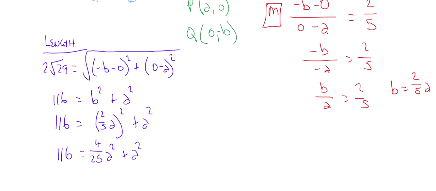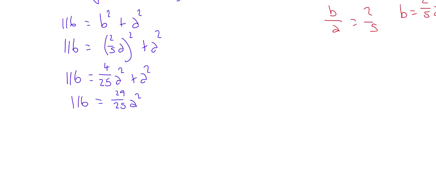These are like terms, so let's put them together. That gives me 29 lots of 25a squared. Again, bring this across. I'm going to divide 116 by 29 over 25, and that turns out, wonderfully, to be 100, which means A is 10.